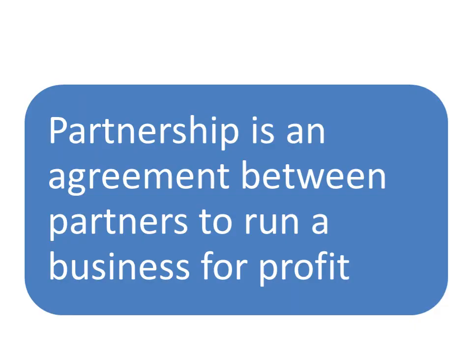Let us understand, it is a continuation of class 11. A partnership is an agreement between partners to run a business for profit. There should be a minimum of 2 partners and the maximum can go up to 50. The business should be a legal business. And normally they run the business for profit, and of course, if there is a loss, they will share the loss.